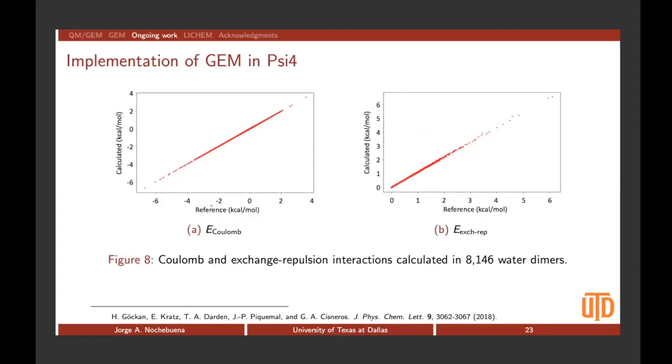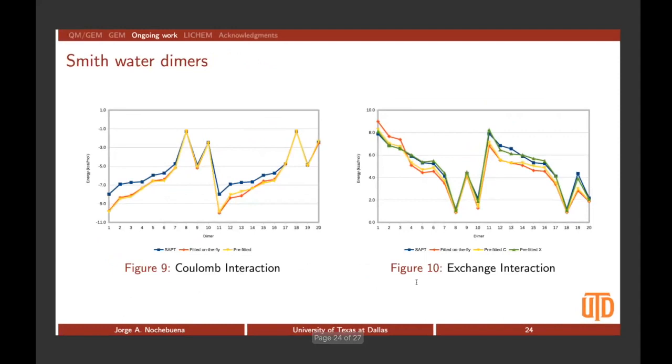In collaboration with Andy Simmonett from NIH, we were working on the implementation of GEM in Psi4. The following graph shows that there is an excellent agreement with the previously reported values in this reference. Using this implementation, we computed the Coulomb term and the exchange repulsion term of the 10 Smith dimers. The graph shows 20 dimers because two possible options were considered.